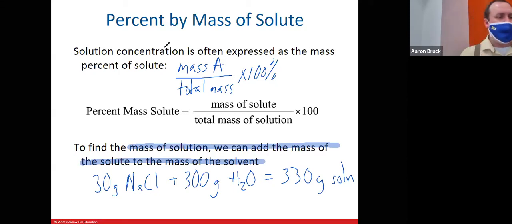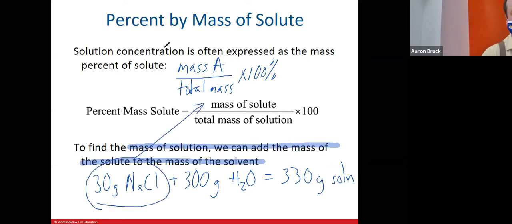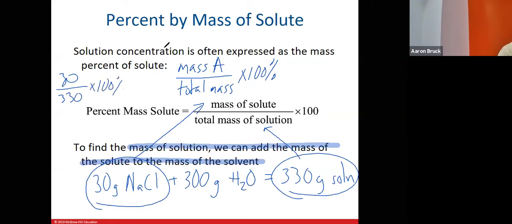And then all I would need to do to find the percent mass is plug in the correct values in the correct places. 30 divided by 330 times 100% would give me 9.1% sodium chloride.